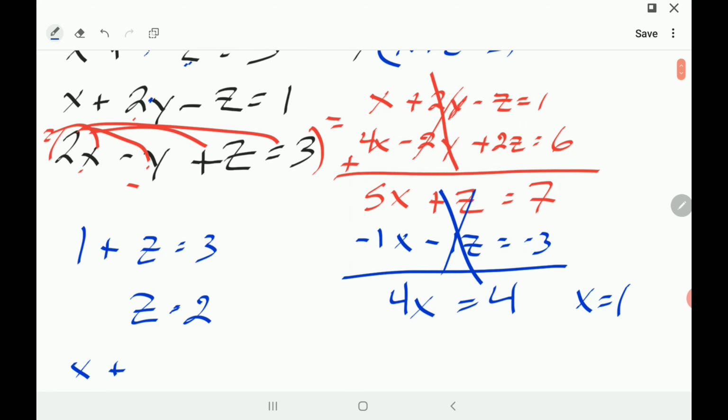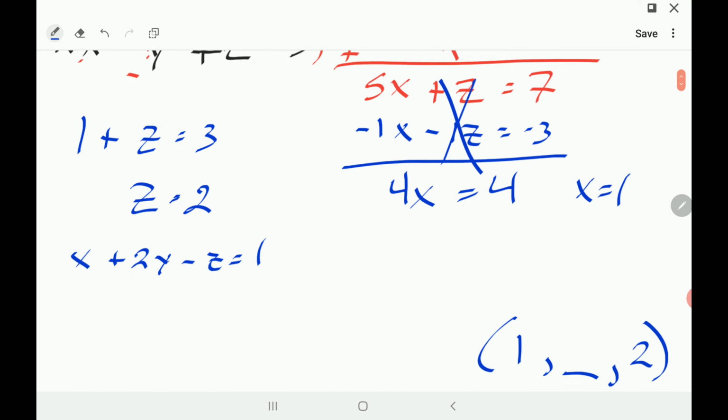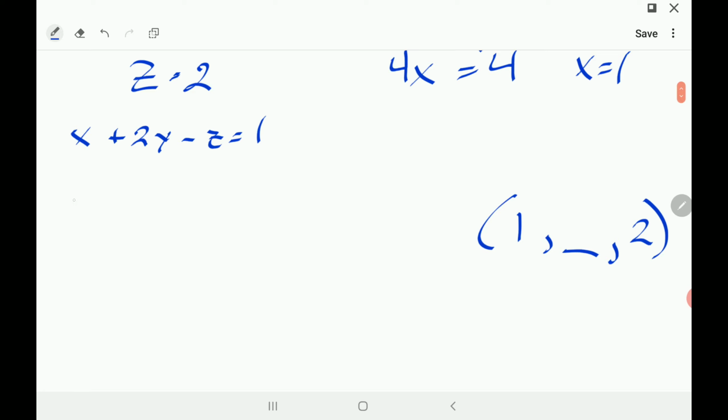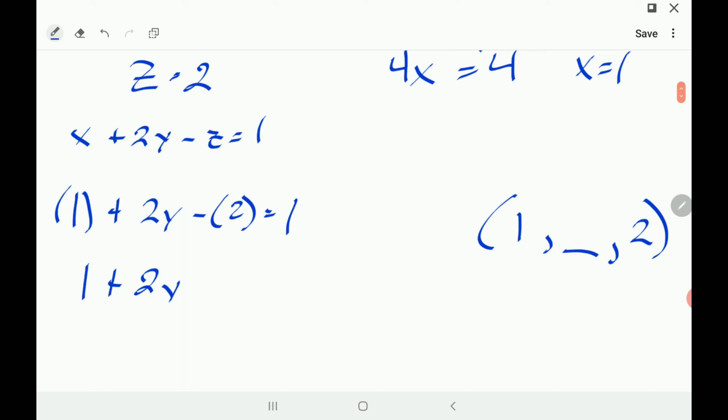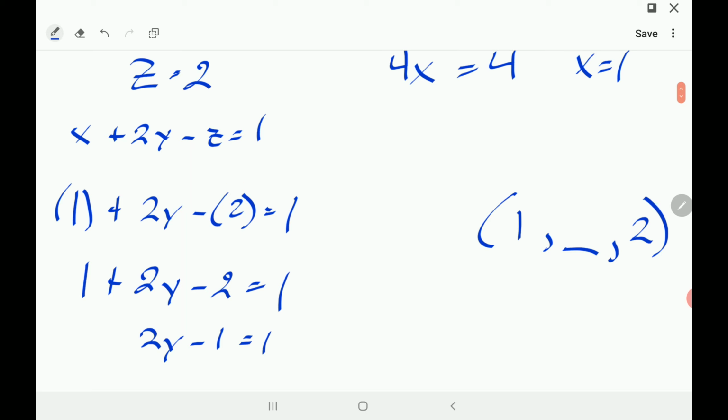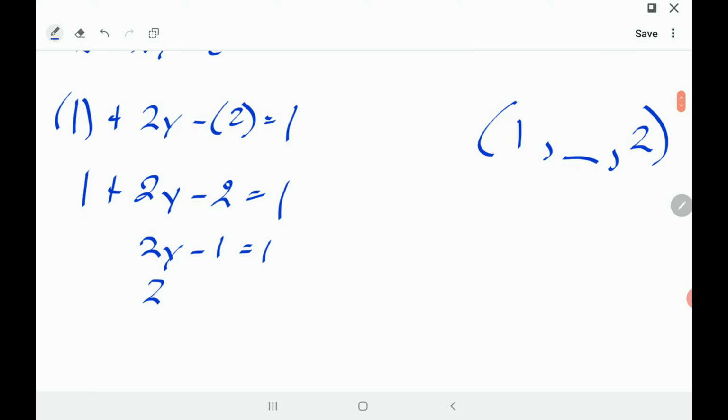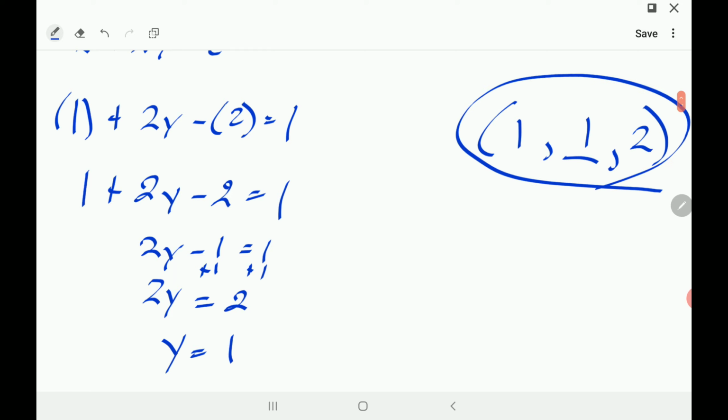So x plus 2y minus z is equal to 1. And since x is 1, so 1 plus 2y minus 2 equals 1. Combine like terms, 2y minus 1 equals 1. 2y, if I add 1 over, equals 2. So y is equal to 1. And there's your answer.